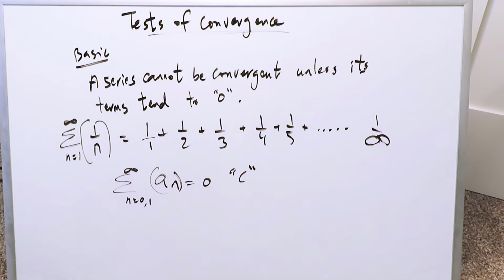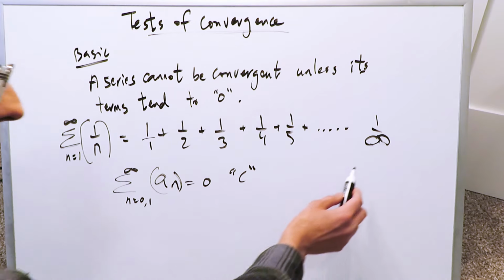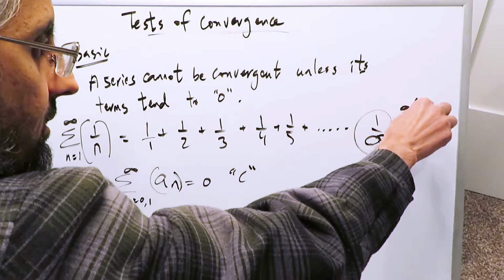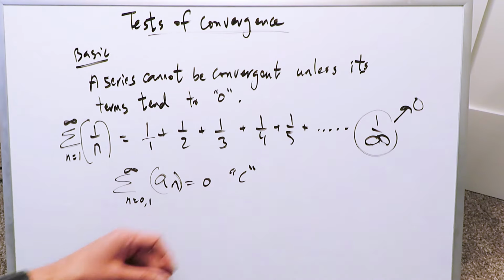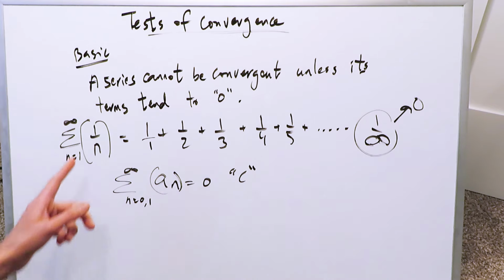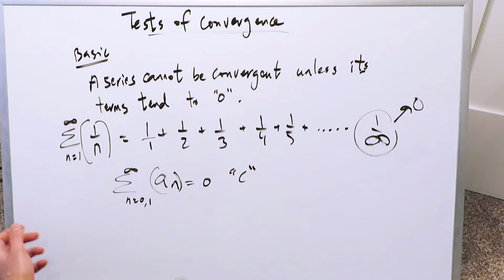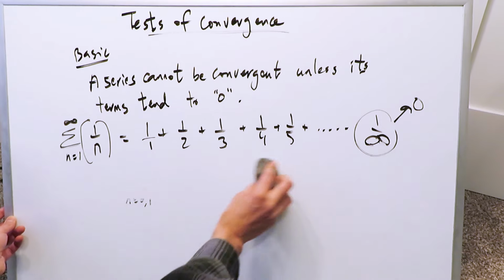If you put these in your calculator, these are progressively getting smaller, and this value here is tending towards 0. Then why would it not be the case that this is convergent? It seemingly seems like it should be convergent, but the problem is this is one of those areas where the basic test of convergence fails, and this ends up being divergent, and I'll show you why.